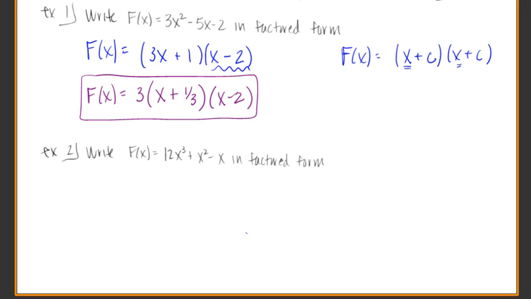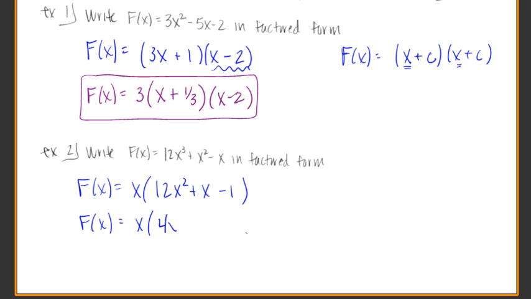Let's try this again with example number 2. So we want to write this function also in factored form. The first thing that I see that I want to do is pull off an x first of all. So f of x is equal to x times 12x squared plus x minus 1. And then we go in there to finish factoring a little bit. Then it looks like I'm thinking probably 4x and 3x. If I'm wrong, then I'm going to come right back to this point and change it to 6 and 2. Okay, the only factors of 1 are 1 and 1.